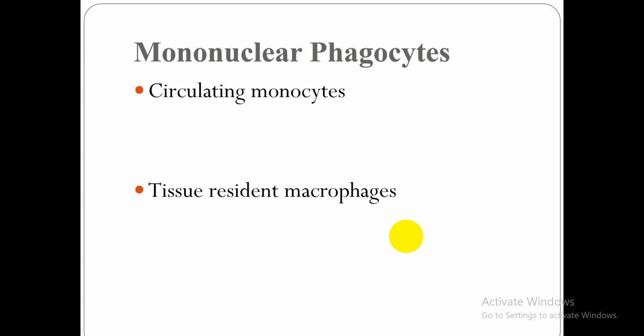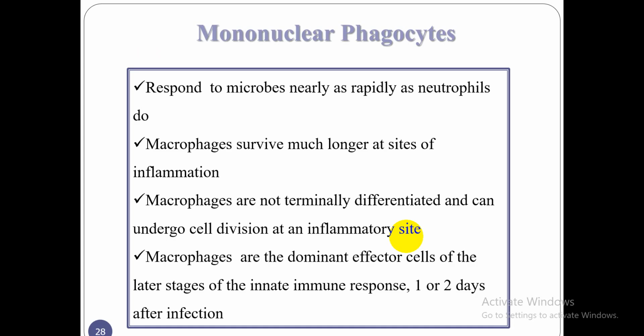The other population of innate immune cells are mononuclear phagocytes. We have some circulating monocytes and some tissue-resident macrophages, and both of them belong to mononuclear phagocytes. Mononuclear phagocytes respond to microbes nearly as rapidly as neutrophils do, but macrophages survive much longer at the site of inflammation.